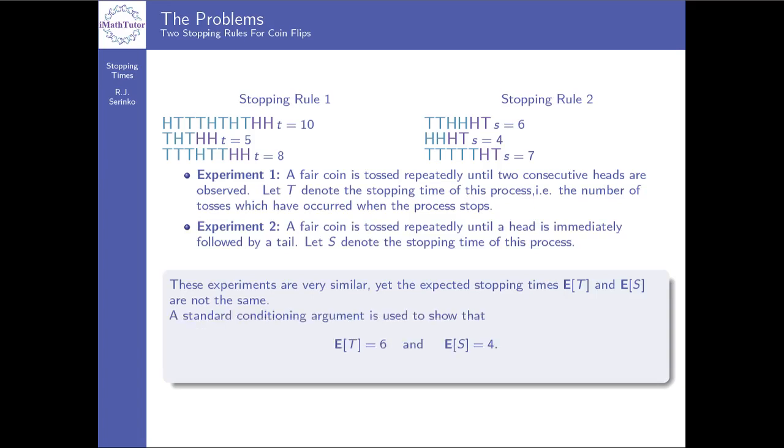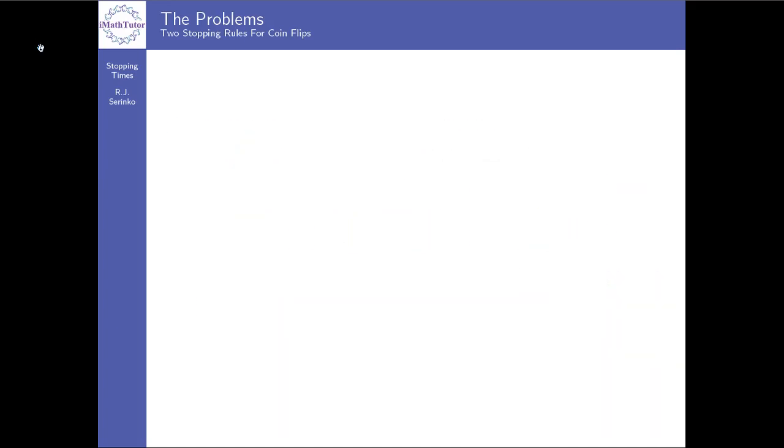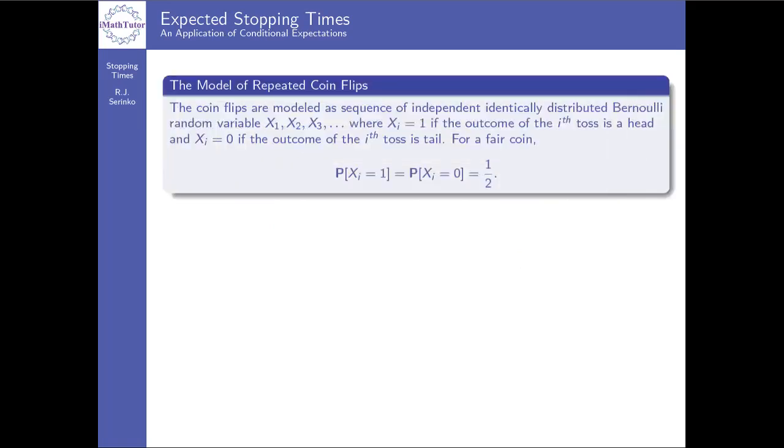The standard conditioning argument will again be used to show that the expected value of t is 6 and the expected value of S is 4. The coin flips are modeled as before, as we've already noted earlier. This is just here to remind you. The only difference in our current situation is that we're using a fair coin, so the probability of a head equals the probability of a tail equals 1/2.